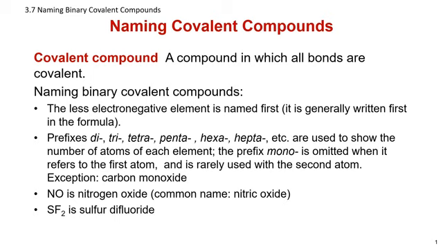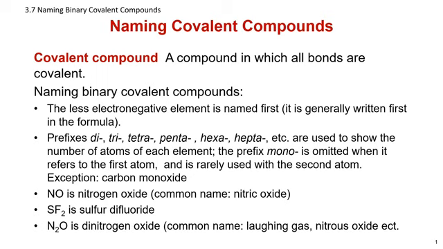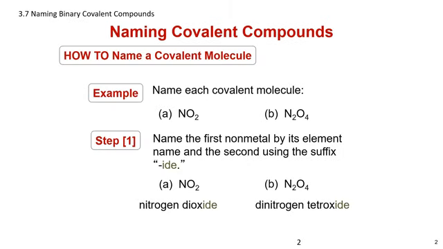Sulfur difluoride. First name, you don't say mono if this is one. If it is 2 of the first, least electronegative atom, then you have to say dinitrogen oxide. Example, for this one, nitrogen dioxide, dinitrogen tetroxide. Did you get the idea? Ionic compound naming is different from covalent compound naming.